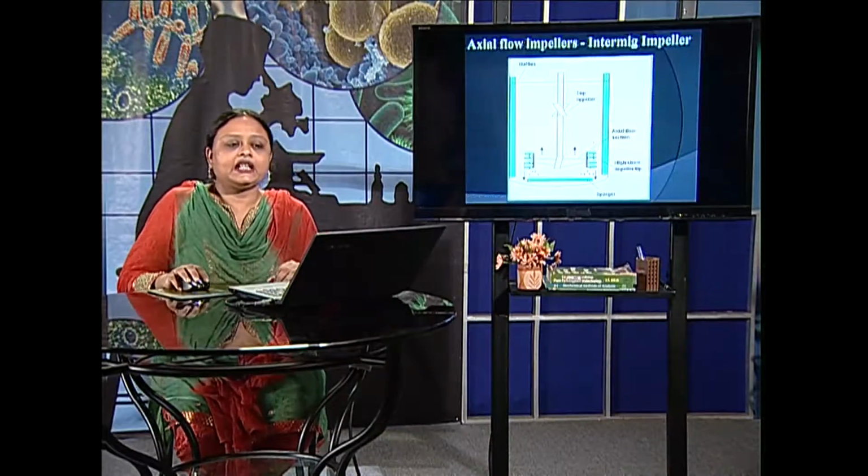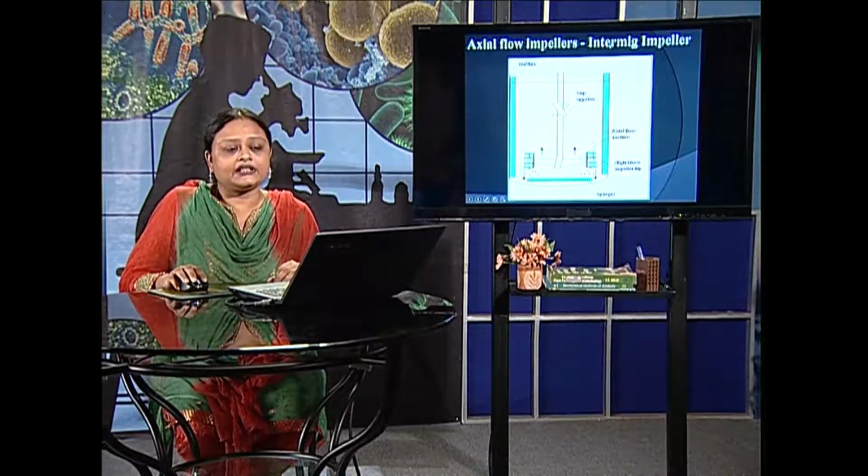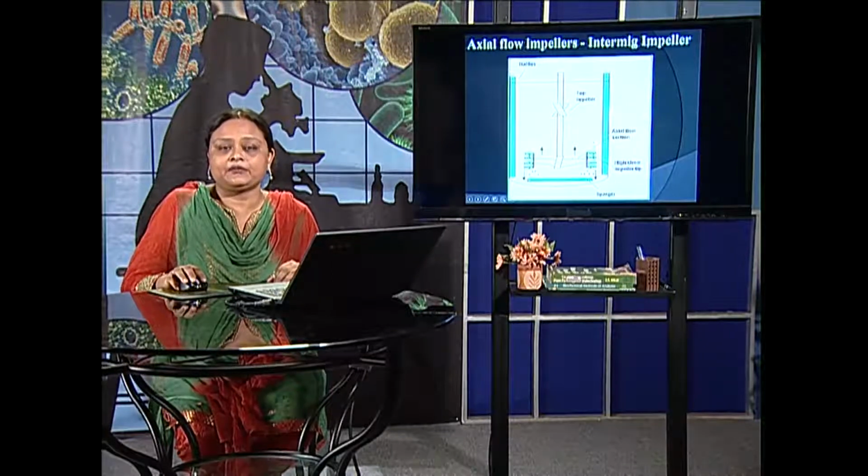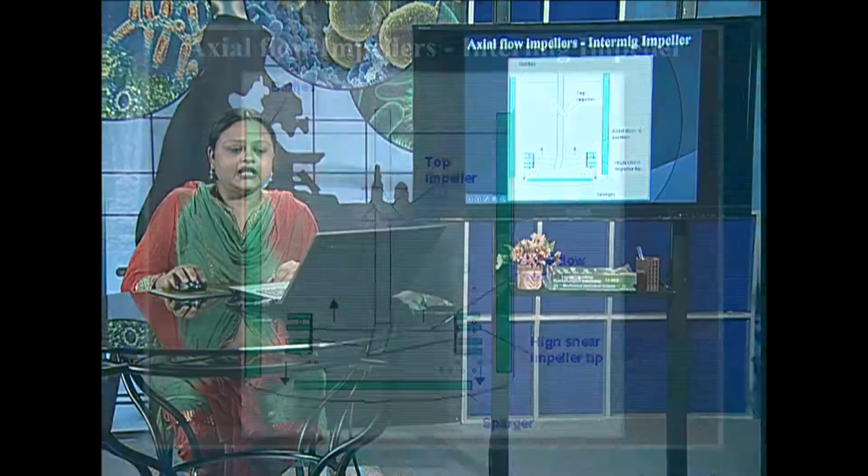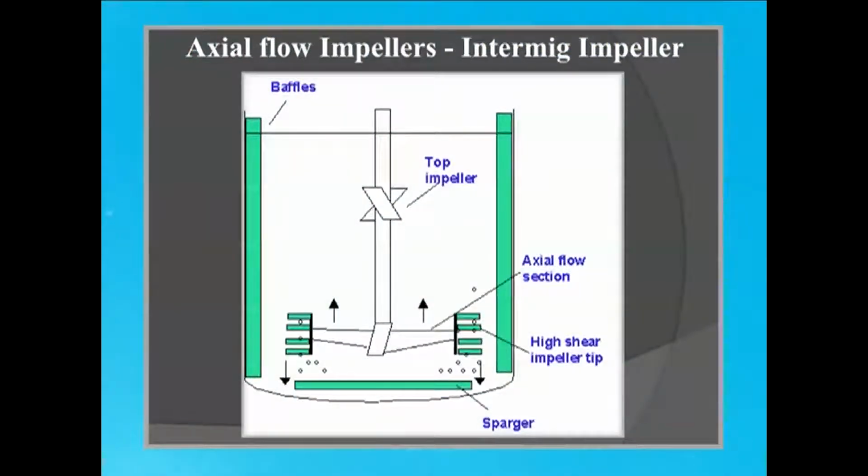And we will see another latest one of the intermig impeller, which has come very recently, and this is slightly different. It is an axial itself, but it has several blades just attached to the sides so that more shearing can take place in this area while less shearing will take place in this area.